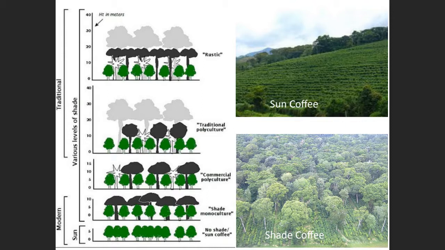And in addition to providing habitat for other organisms, they could sometimes mix some other crops in there. So this would be a commercial polyculture or traditional polyculture. So they could be growing other crop plants along with the coffee.